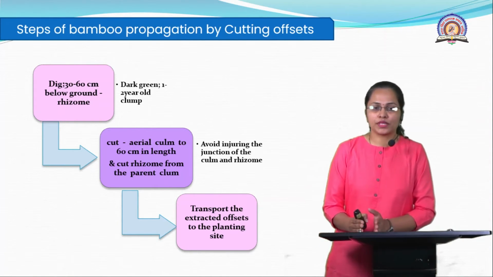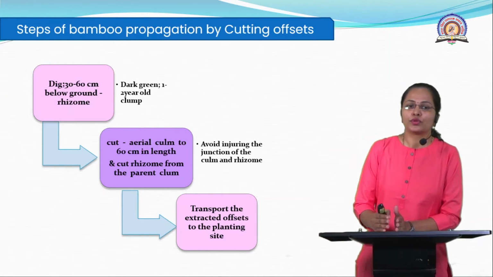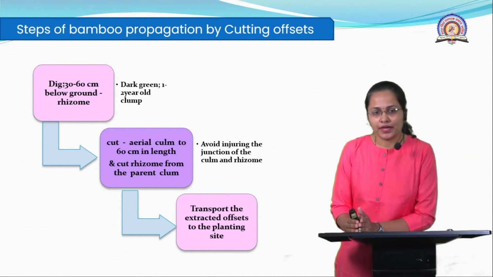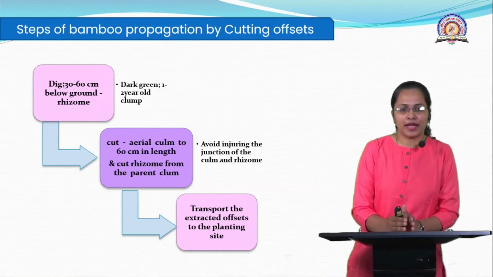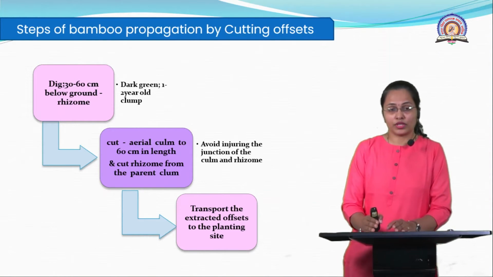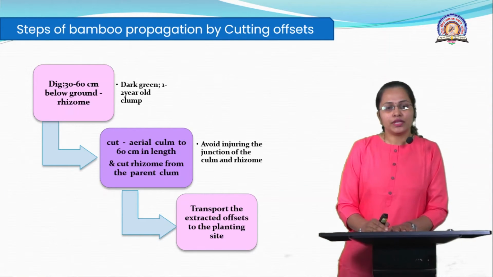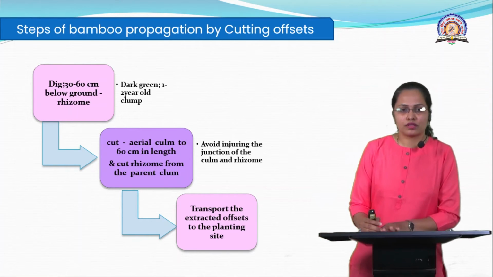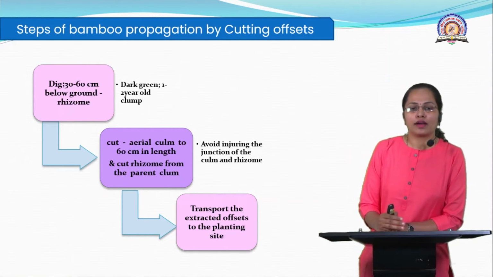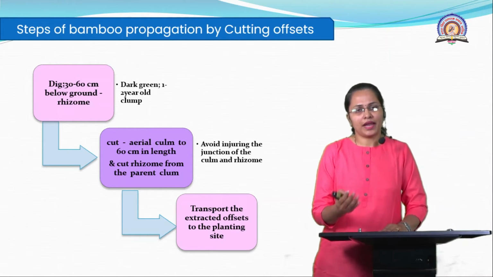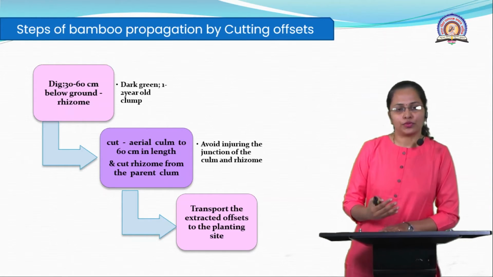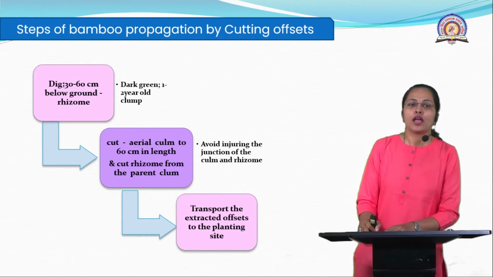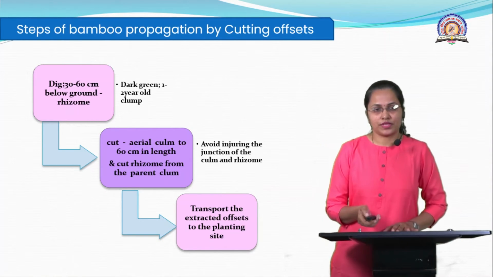Now this separated offset we have to transport to the planting site. It might be a pot, it might be a nursery bed. After planting the plantlet into the planting site, we have to water that rhizome regularly. Then within some months, we'll get a very good plantlet, and a 1 year old plantlet of bamboo is ready to transport into the field. Okay, this is the third method, the propagation of bamboo by using offsets.